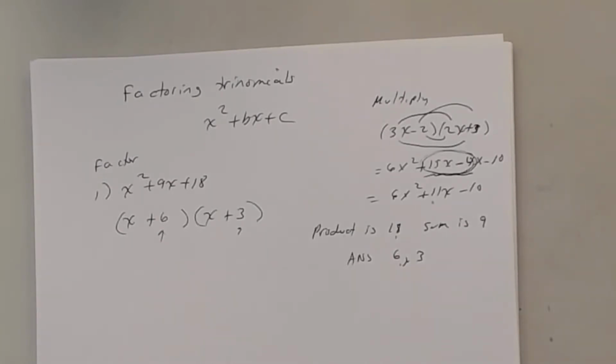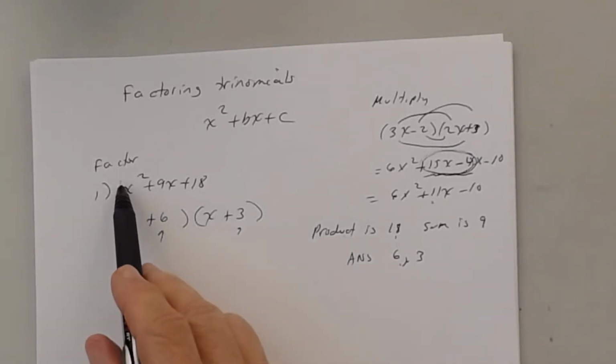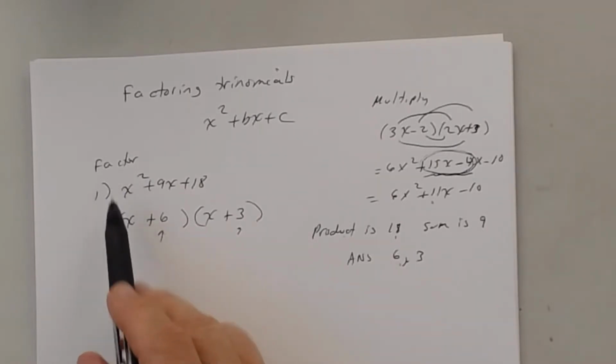Nope, it does not matter, because remember, multiplication is commutative. The order in which you multiply does not matter. So his question is, could you have said x plus 3 times x plus 6? Yes, that's fine. Now remember that the words I use only apply if the coefficient of x squared is 1.